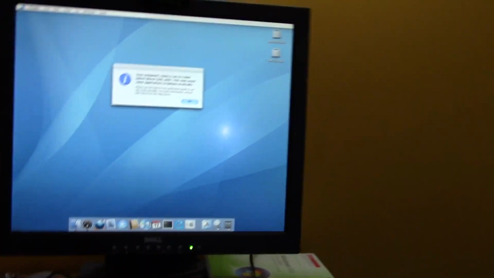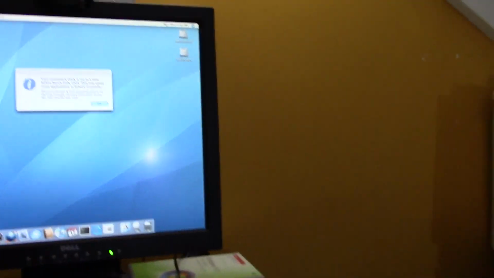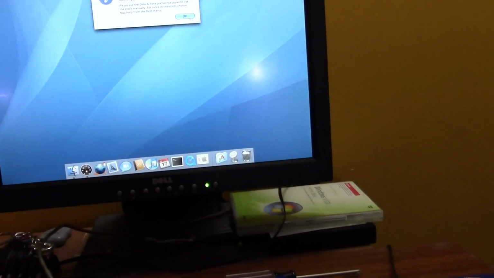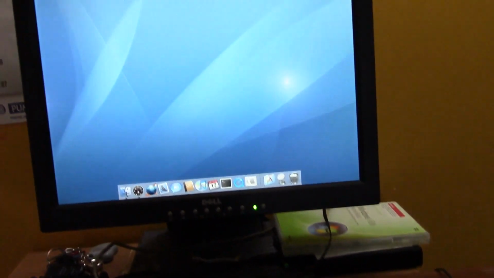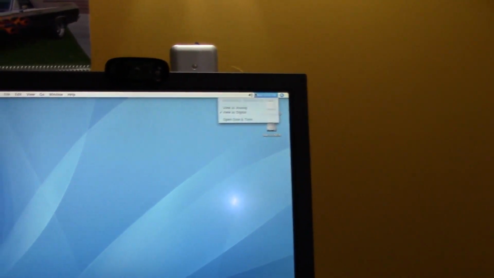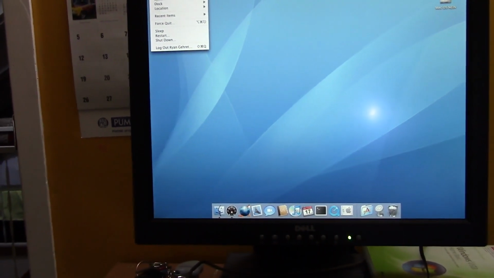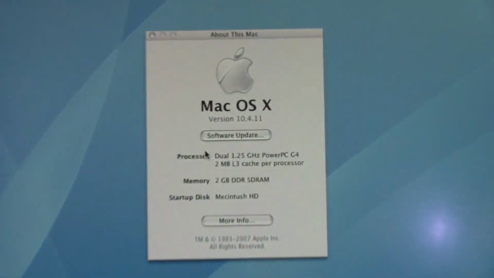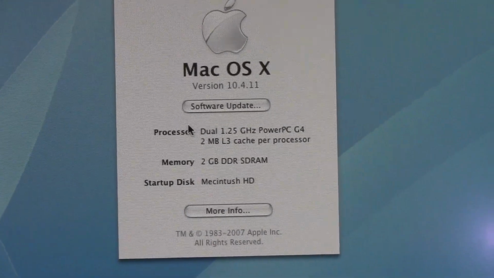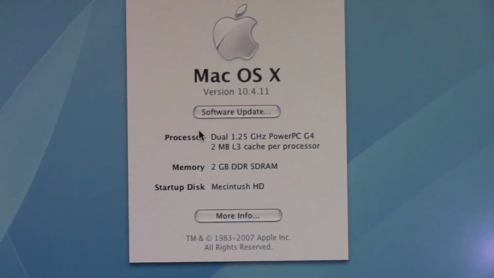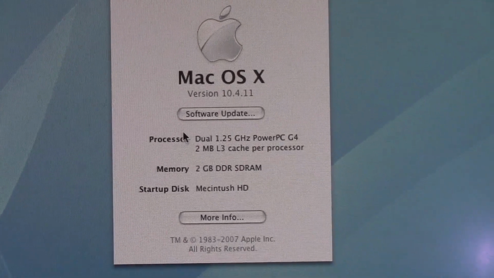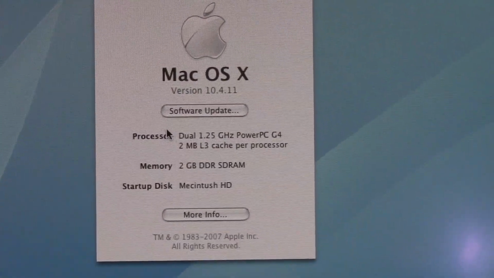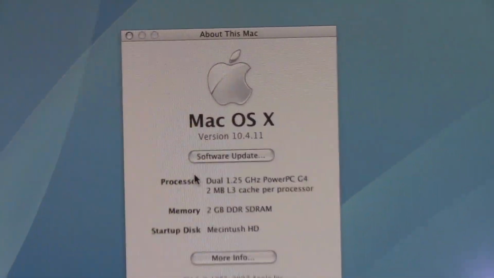It's running Mac OS 10.4 point something. I forget. But the clock battery is ridiculous, or, you know, used up, so it thinks it's 1969 for some reason. So there we are. There are the specs. I was right. Dual 1.25 GHz G4s, 2 MB of L3 cache per processor, 2 GB of DDR SDRAM, and 10.4.11.